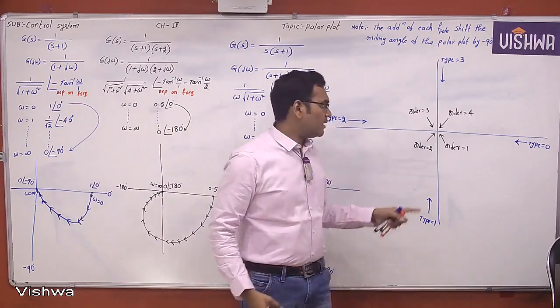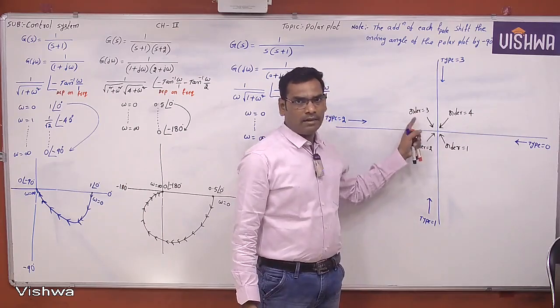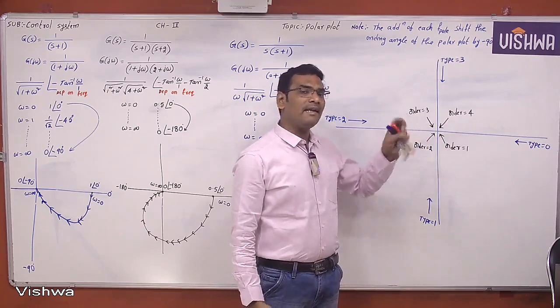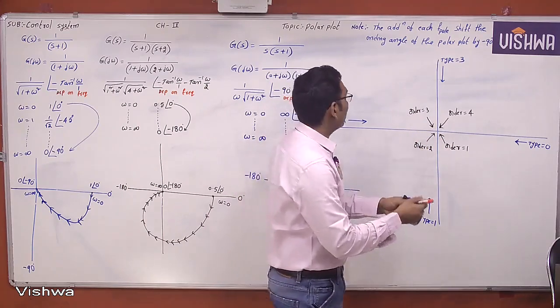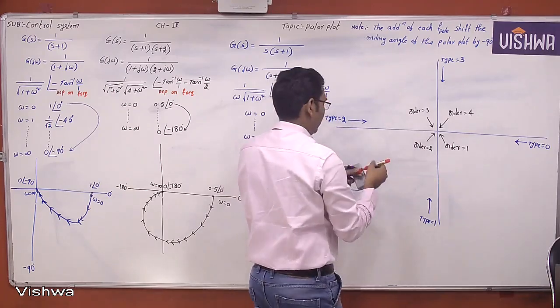Now students, you just see here. This is the type and this is the order, where the order represents the ending of the polar plot.